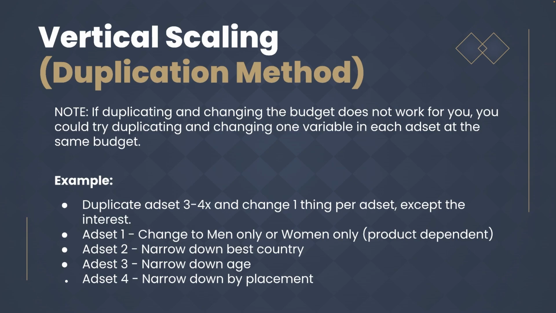In ad set number 2, let's say you narrow down to the best country, you're only targeting one country. In ad set number 3, let's say you narrow down by the age. And let's say ad set number 4, you would narrow down by placements. Whatever those placements are, you would just quickly see whether those perform better than your original ad set.